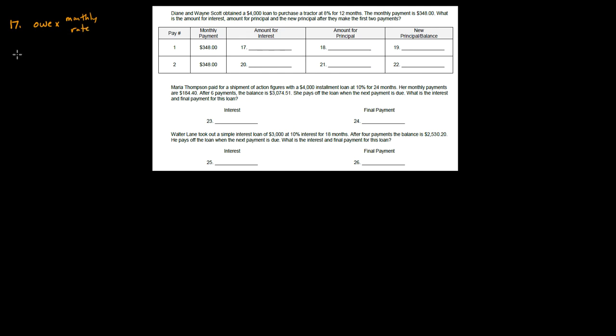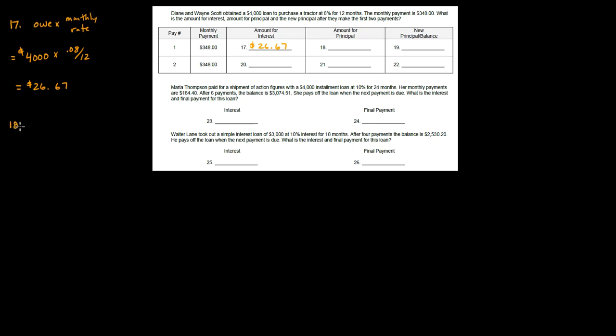And so in this problem, at the first payment, we borrowed $4,000, so what we owe is $4,000. And then we're going to multiply that times our monthly rate. Our monthly rate is 8% divided by 12, so 0.08 divided by 12. When I multiply those together, what I get is $26.67 is the amount that goes toward interest from my first payment.